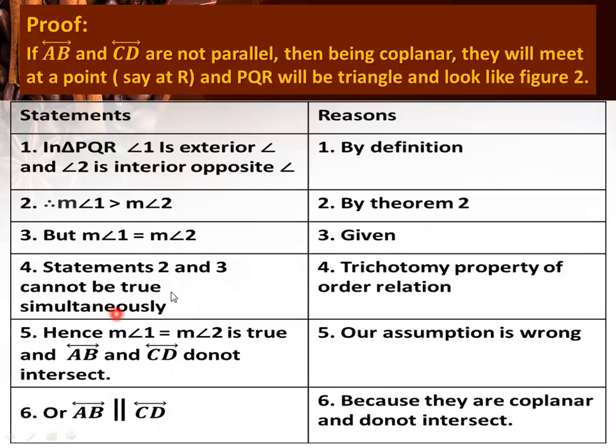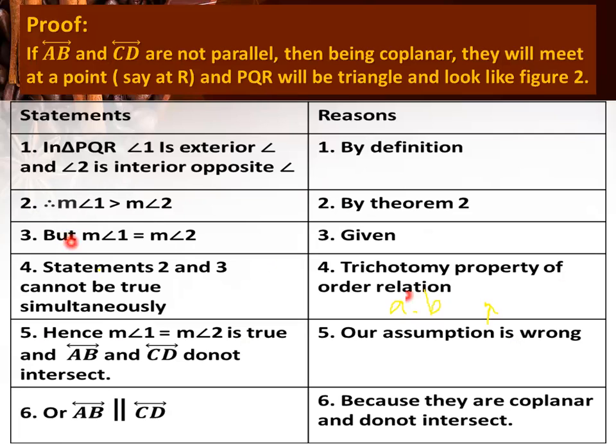Why? Because of the trichotomy property of order relation. What this property tells you is, if you have any two angles, just suppose angle A and angle B, then they must be equal, or greater, or lesser. But you will not say that at the same time they are equal, greater, or lesser. Either they are equal, or either they are greater or lesser.